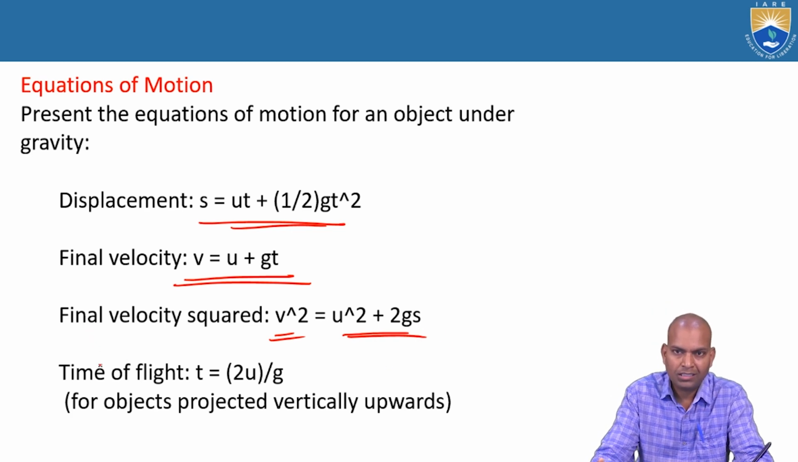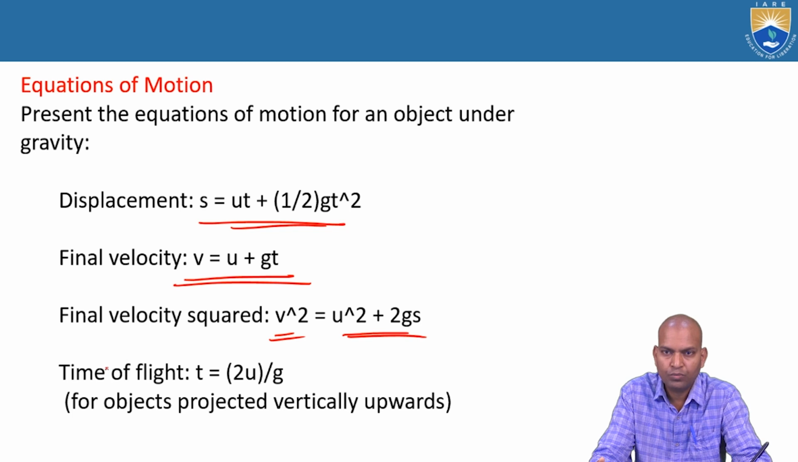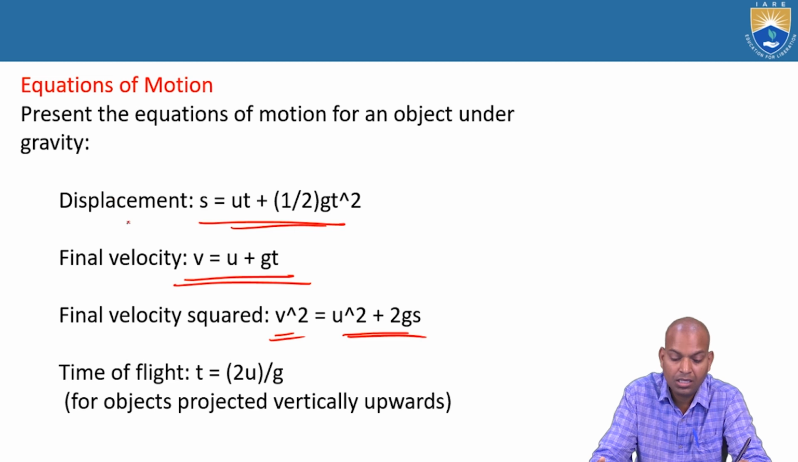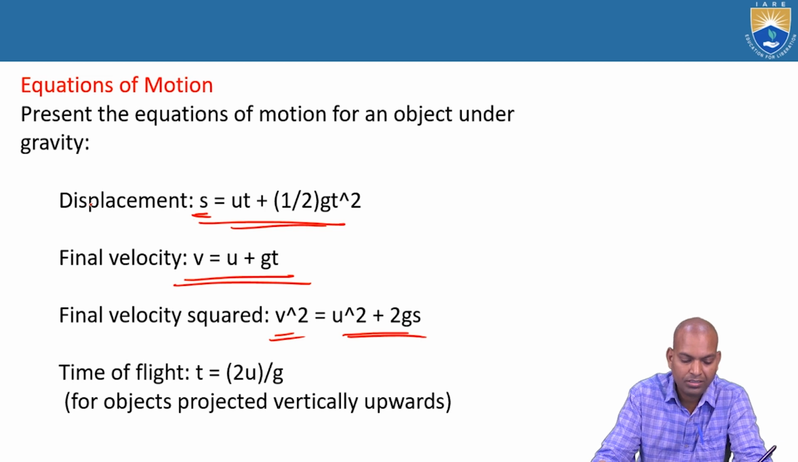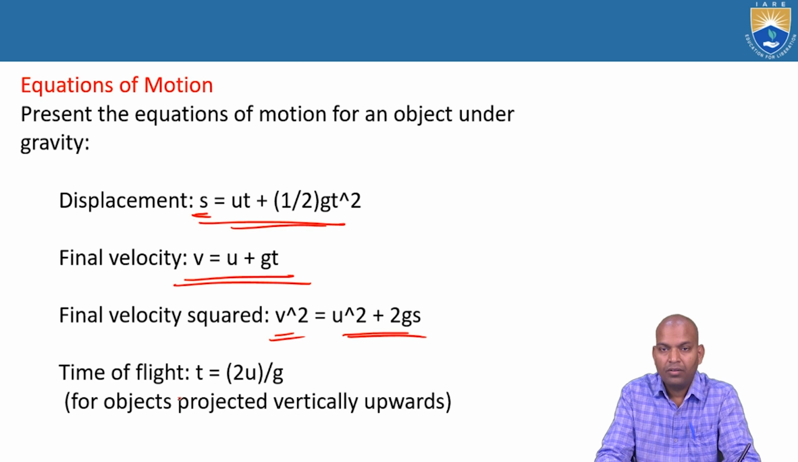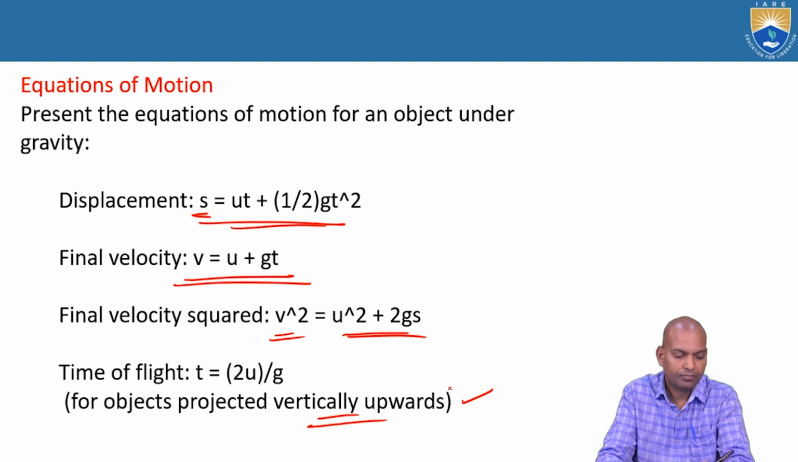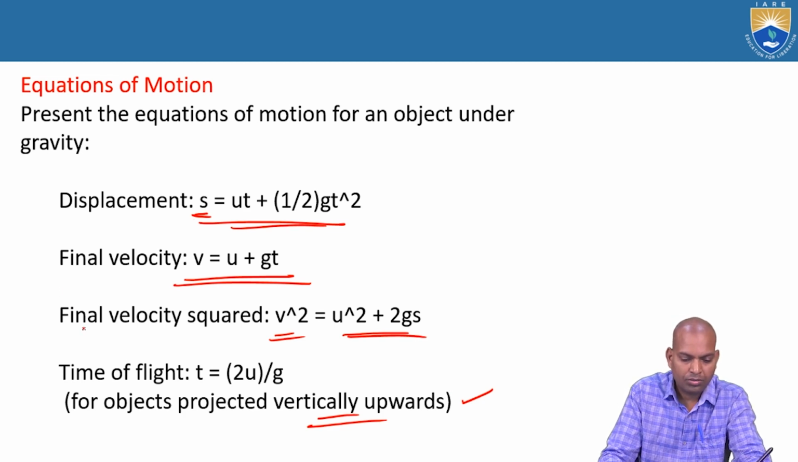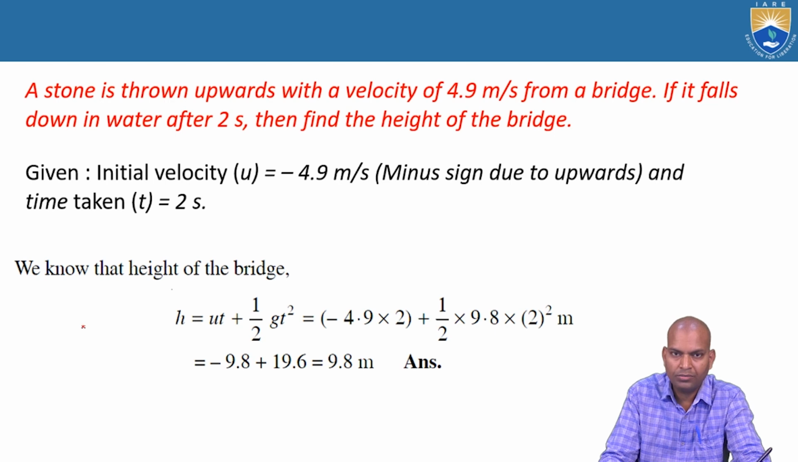One more thing is the time of flight, t equal to 2u by g, where u is the initial velocity, v is the final velocity, t is time, and s is displacement or distance traveled. This time of flight is considered for objects projected vertically upwards. Next, we are going to solve problems by using those equations of motion, considering acceleration due to gravity.